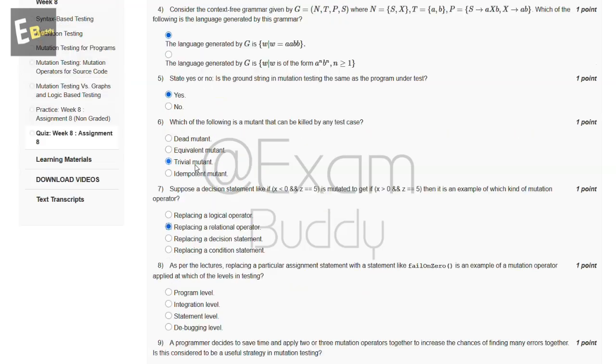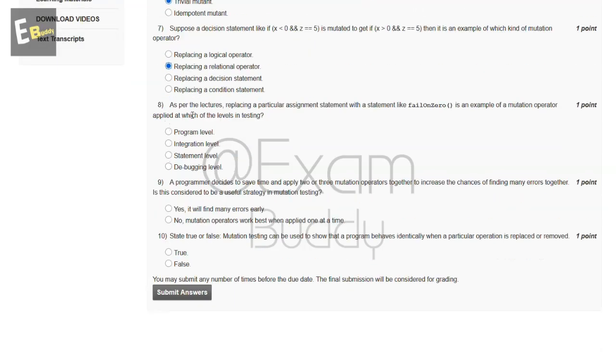Now the eighth question is, as per the lecture, replacing a particular assignment statement with a statement like fail on 0 is an example of a mutation operator applied at which level in testing? So these are the options, and the answer to our eighth question is C, statement level.